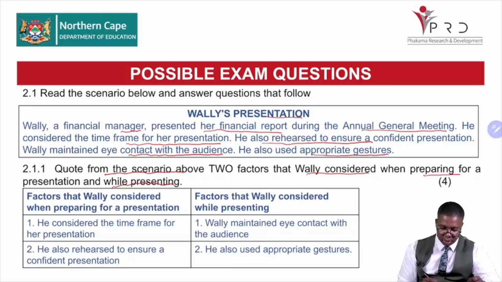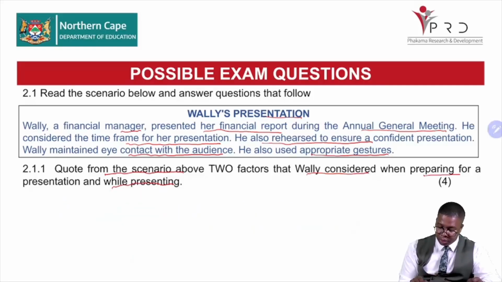Then use this table below as a guide. So the solutions there is that when you look into the following, considering time frame for a presentation, this is when preparing. He also rehearsed to ensure confidence. So this was done when he was preparing. But while he was maintaining eye contact, this was during the presentation. And when he also used appropriate gestures, this was during the presentation.